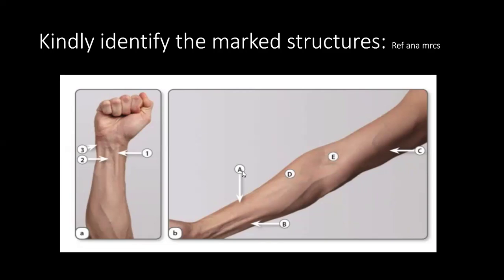Can you identify these structures A, B, C, D, and E very quickly? Ma'am, D represents the brachioradialis muscle, and E is representing the tendon of biceps brachii, and B is representing palmaris longus.